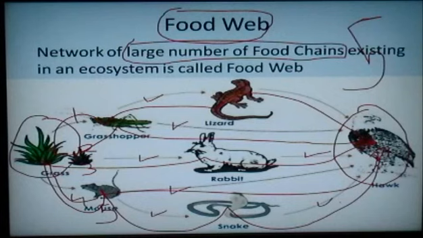So, today we have learnt about the concept of food chain and food web. Today we have learnt a very important concept of living organisms and their interaction in the ecosystem. I hope you enjoyed this lesson.